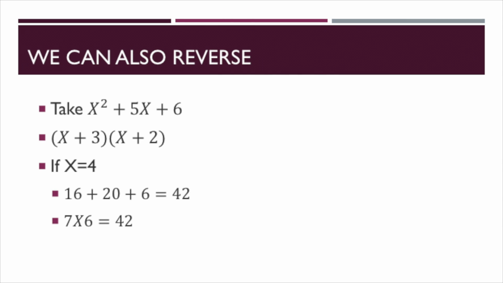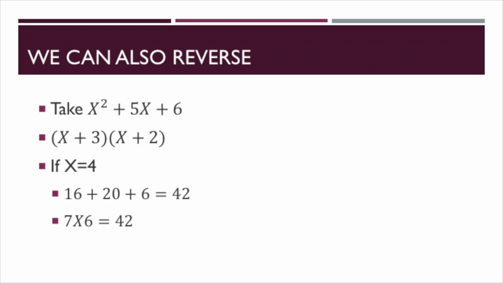Now we can also do the reverse. So take x squared plus 5x plus 6. Now we know that we need x squared, so our first set of parentheses is going to be x and x. Now for 6, how can we do 6? Well, we can do 6 times 1, or we could do 3 times 2. And we want a total of 5.